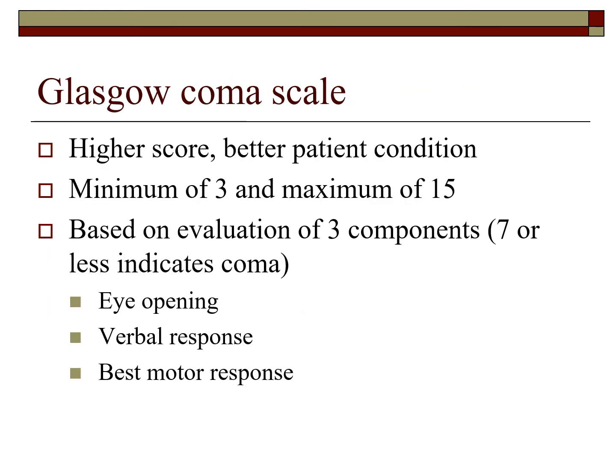Here's our coma scale. And it's not pupillary response so much as it is eye opening, so I apologize for that. Higher score means the patient's in better condition. The lowest score anyone can get is 3, because if they're not responsive, they get a 1 in all 3 categories. They can get up to 15 points, which would be alert, oriented, and totally functional. Here are the categories, and you can see a 7 or less indicates the individual is comatose.